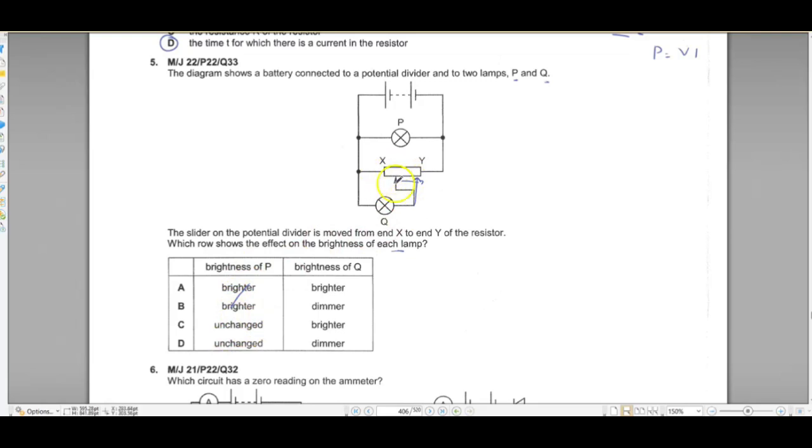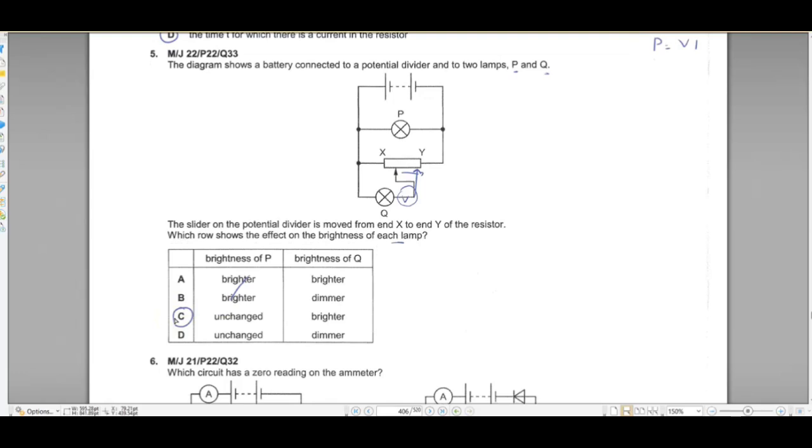Now if we look at this, the resistance is increasing. So as the resistance increases, the lamp is going to be brighter over here. We know that if there is a voltmeter connected over here, as the resistance increases, the value on the voltmeter increases. It's getting increased. So Q is going to be brighter than before. Okay. So C is the correct answer for this.